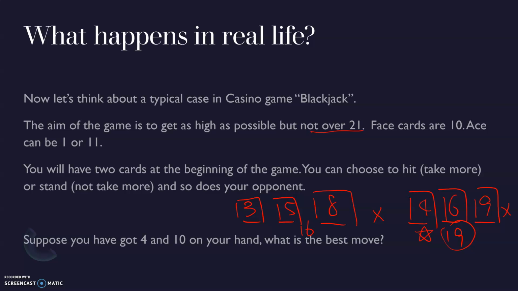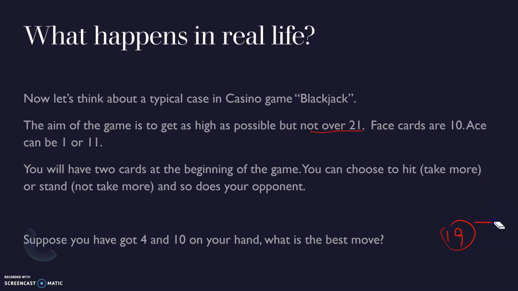After a couple of rounds, you will be pretty familiar with how it works. Now, of course, we're not just talking about the game itself. We're talking about the strategies in this game. So we're talking about if we have a particular card on hand, what is going to be the best move? So if, for example, we have a 4 and a 10, what is going to be the best move?